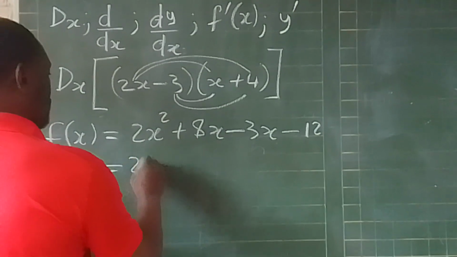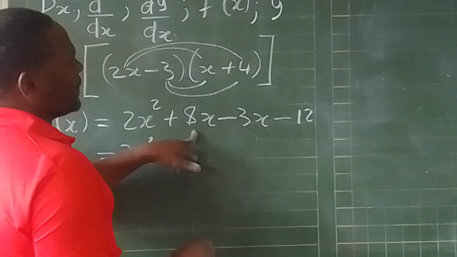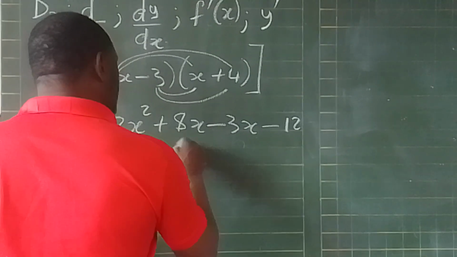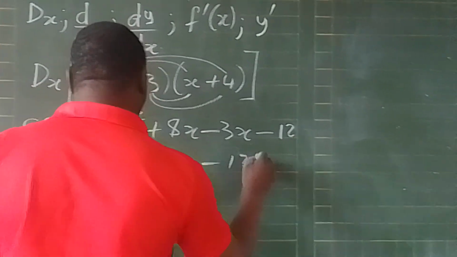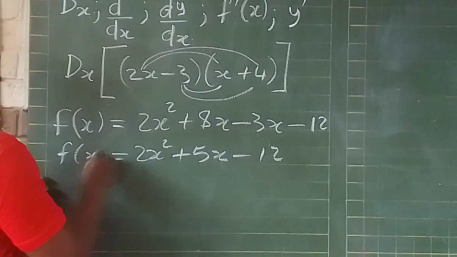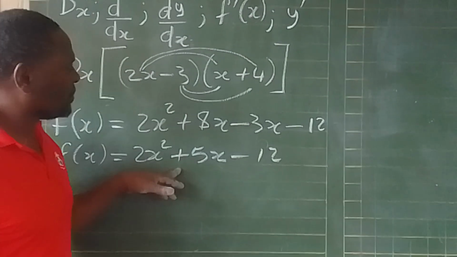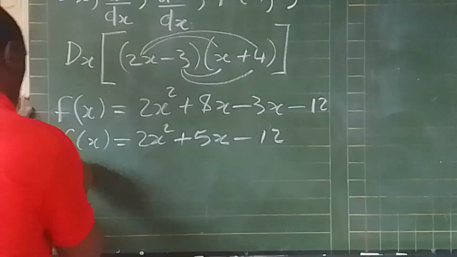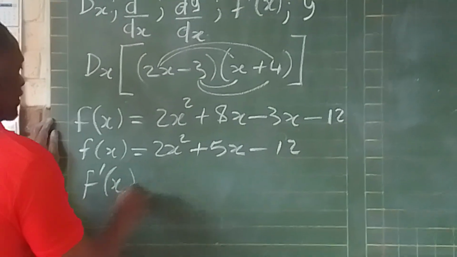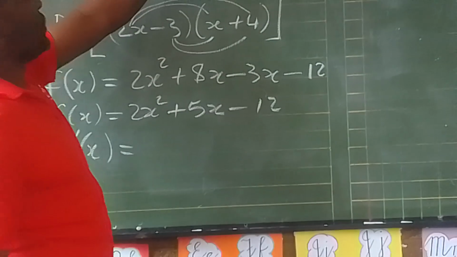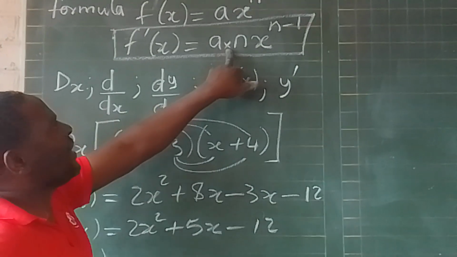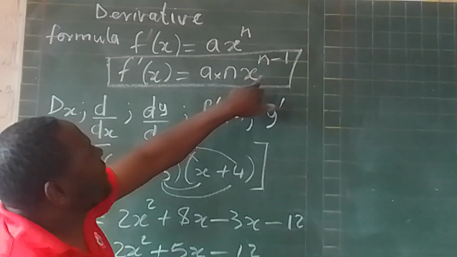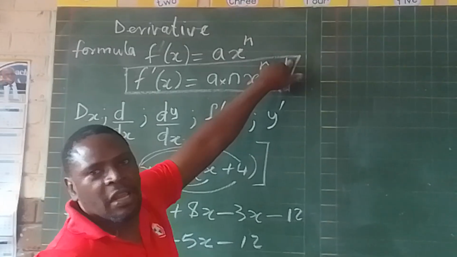Now it's 2x squared, 8x minus 3x is positive 5x, minus 12. Now our function is f of x equals 2x squared plus 5x minus 12. So let's derive this. You take a, you multiply it with the power of the x, then you take your x and you reduce the power by 1.